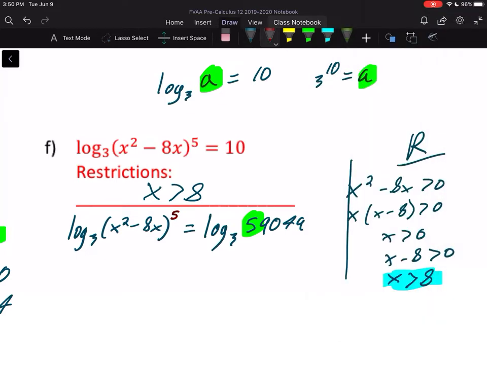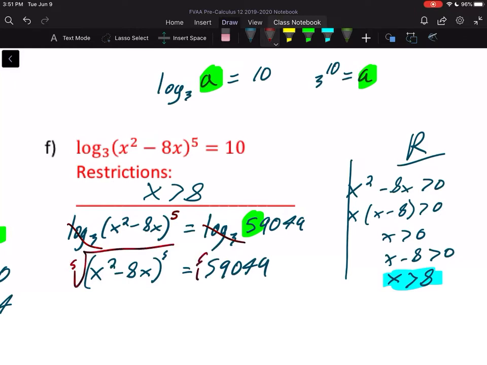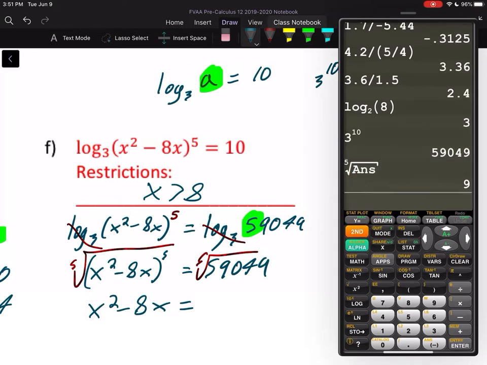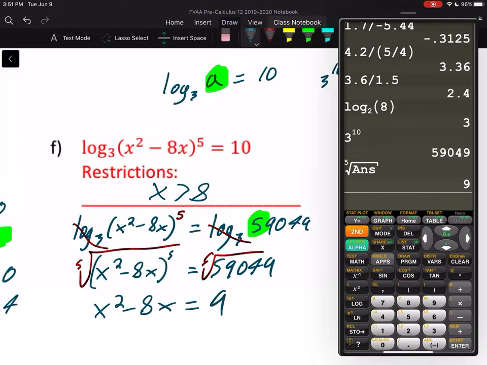Now I have matching logs with matching base on either side. Those cancel out. I get x squared minus 8x exponent 5 still is equal to 59,049. Okay, so here you think, oh, there's going to be a lot of foiling. Just take the fifth root of both sides. Okay, and then you're going to get x squared minus 8x is equal to the fifth root of 59,049, which I get to be 9. Wow, that's a nice, neat answer.